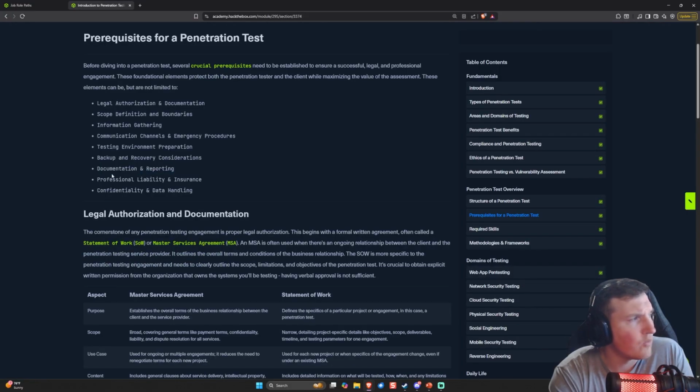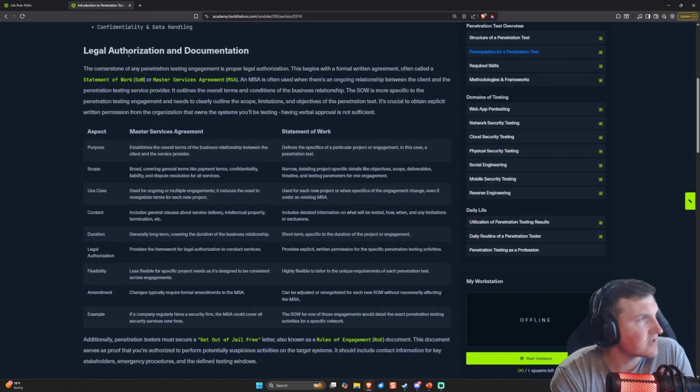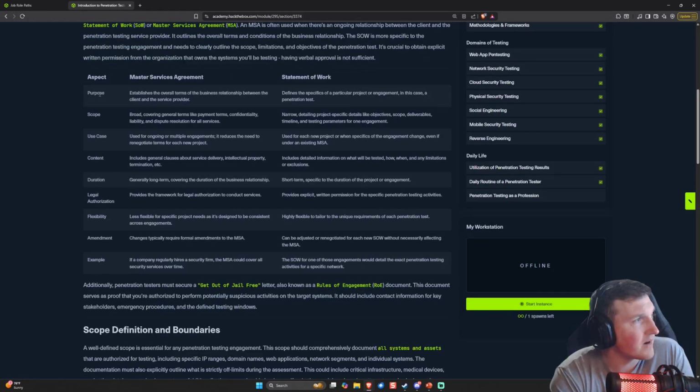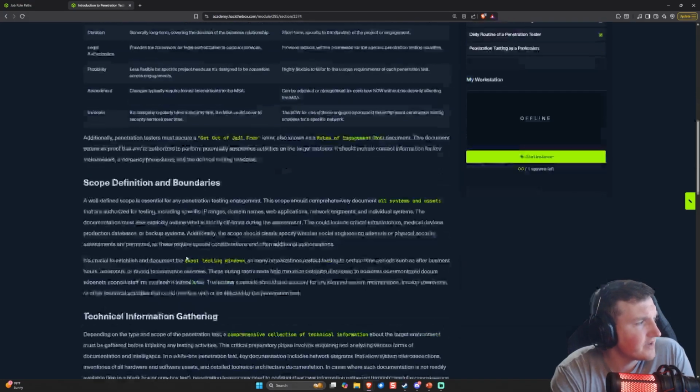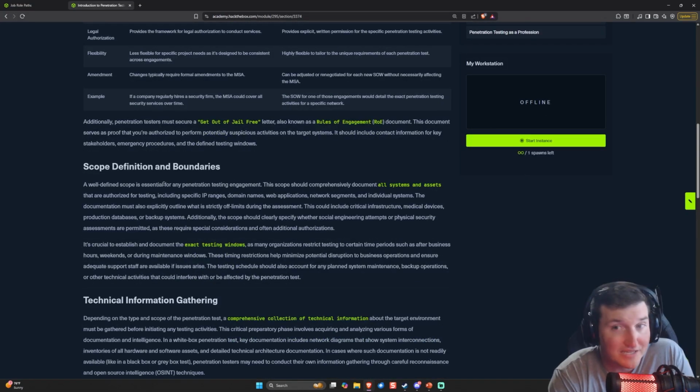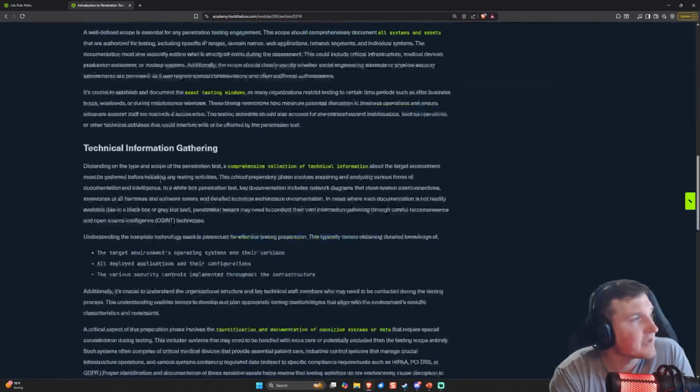Documentation and reporting. What kind of document are you expecting? What kind of report are you expecting? Are there requirements you want in the report? Are you going to do a retest after, etc.? Liability and insurance, confidentiality and data handling. This is all stuff that you need to be aware of. So this is your service agreement, your statement of work, all this stuff. And these are just all the legal documents that you need to have, right?